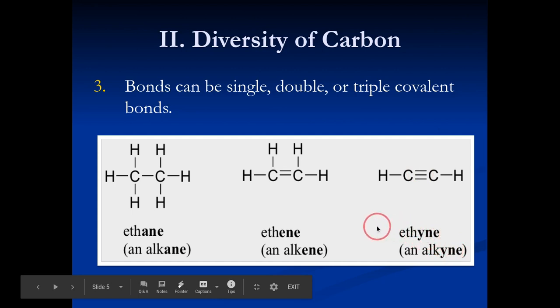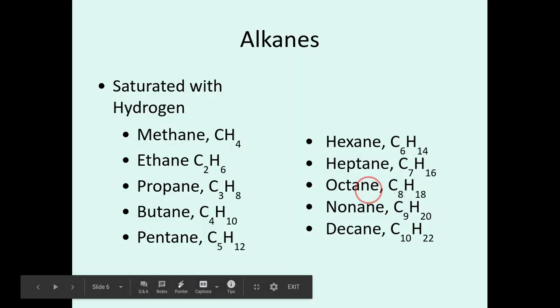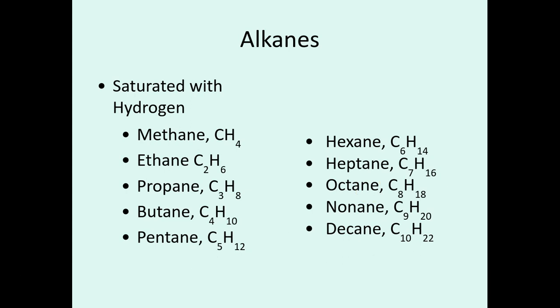The reason this is called ethane, ethene, ethyne, is because there's two carbons. And if there's two carbons, that's always going to be an eth prefix. It's only the suffix that's going to change as we have different bonds, doubles and triple bonds. So here are some examples of typical alkanes. And when we say alkanes, what we're talking about is all single bonds, and therefore it's saturated with hydrogen. And saturation is a really important word, and we're going to get into that later when we talk about saturated and unsaturated fats.